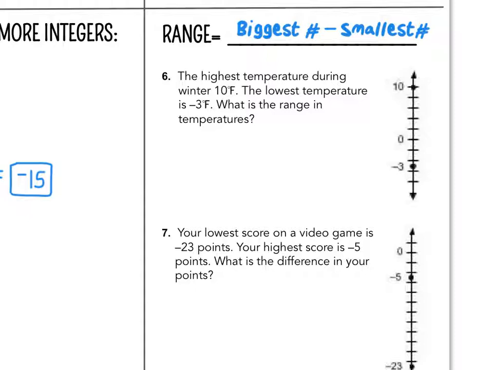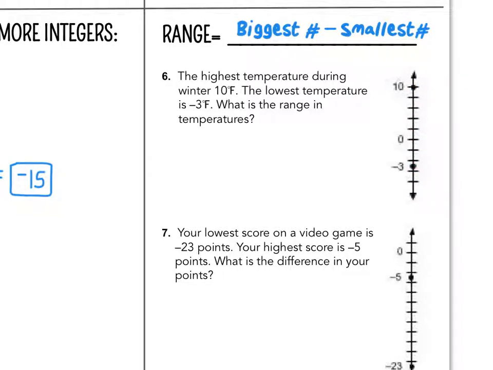So here we're going to talk about range, and I want you to write here that range is the biggest number minus the smallest number. Okay, so on this problem here it says the highest temperature during winter is 10 degrees Fahrenheit. The lowest temperature is negative 3 degrees Fahrenheit. What is the range in temperatures? So this one I like to use a vertical number line so you can visually see. Positive 10 is up here, negative 3 is here. A lot of kids, the mistake they make is they just do 10 minus 3 and they say the answer is 7. But if you look at this picture, that is not 7 units apart, okay?